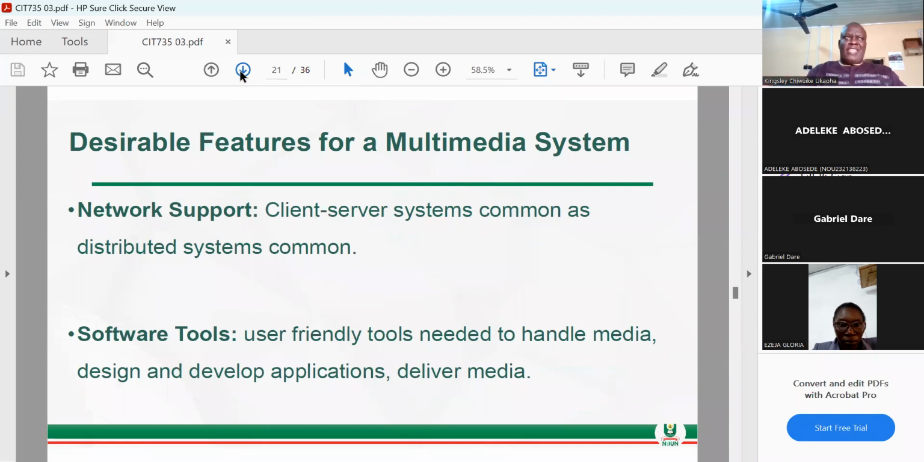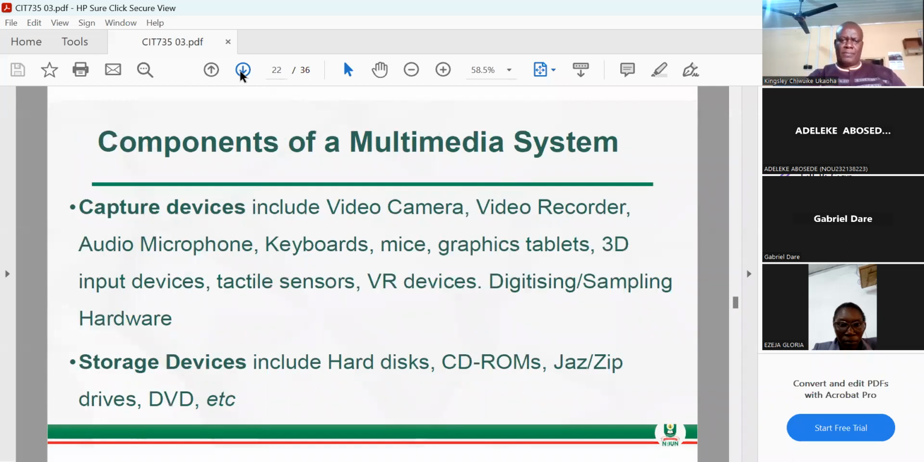Other desirable features: network support, client-server system, common as a distributed system. If you have good network connectivity in your place of work, better. If not, network support has to do with getting a subscription with an internet service provider so that everything can go on seamlessly. Then you also need user-friendly tools to handle media. Maybe you have Windows Media Player. In this case, our user-friendly media tool is the Zoom application, which embeds most of these features into one application that we are using.